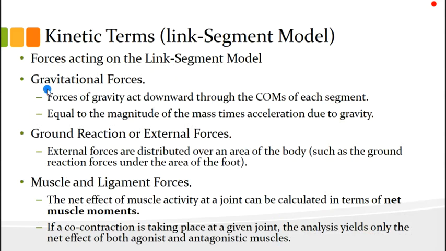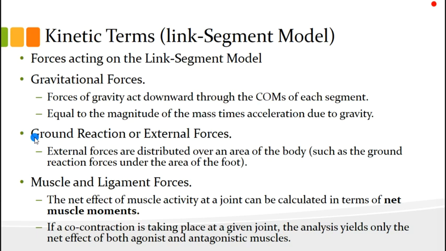We know that we have this gravitational force, which is going to act downward. It's going to take the body and the center of mass towards the center of the earth. And that's obviously equal to the magnitude of the mass. So the greater the magnitude or the greater the mass, the greater the overall force, or the greater the acceleration, the greater the force. So an object with a high mass and a high acceleration is going to have a great force, where an object with a low mass and a low acceleration is going to have less force.